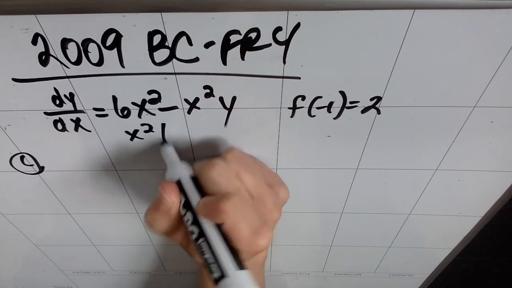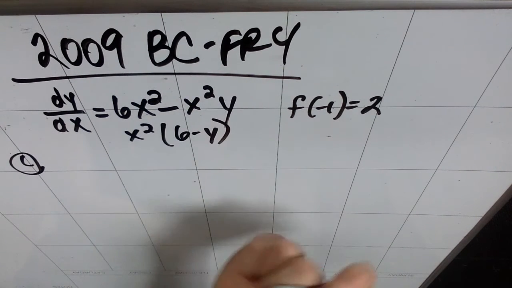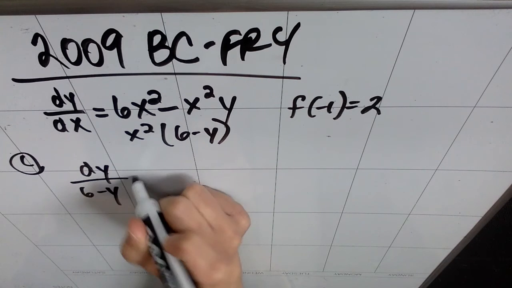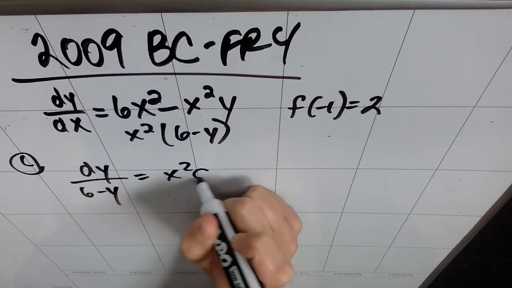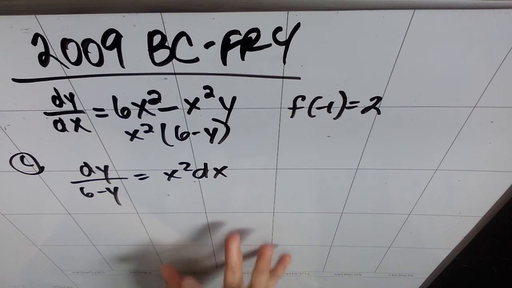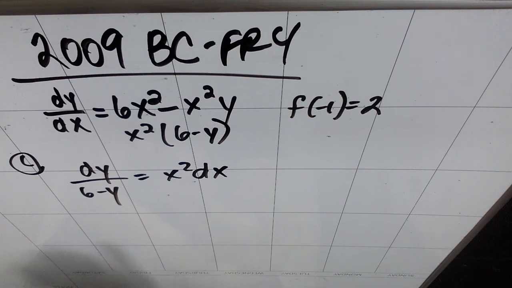So I had already factored out the x squared when I used it previously because it was easier. So I'm going to go ahead and divide by that 6 minus y, and multiply the dx over to be with the x squared. This is separation of variables. If you don't do this on a separable diffy-q, you get no points out of 5 or 6, which is devastating to your free response score. So your free response score would be bad if you don't do this.